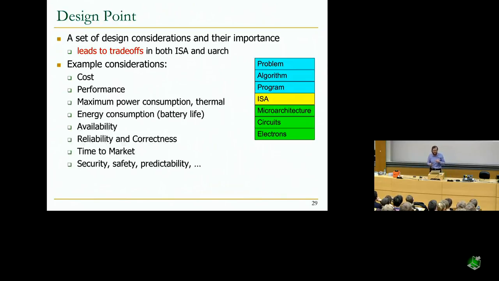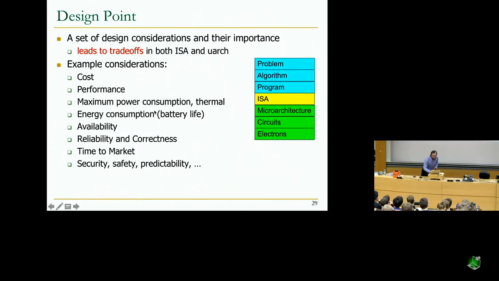Let's take a look at some example considerations. Well, there are many actually, so we're not going to take a look at all of them. Cost, performance, maximum power consumption, thermals, energy consumption, battery life, availability, reliability, security, safety, predictability. There are many, many of these, right? And clearly, how you implement your adder, for example, has effect on these design constraints. So do you implement a bit serial adder, or do you implement a carry lookahead adder? Do you have a low latency but high power, high area consumption adder? Or do you have a high latency but low power adder? That really depends on the trade-off that you make over here in your design point, right?